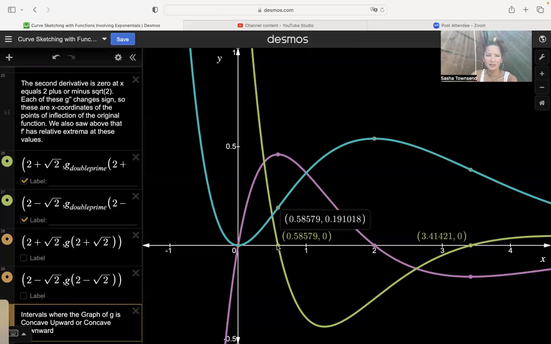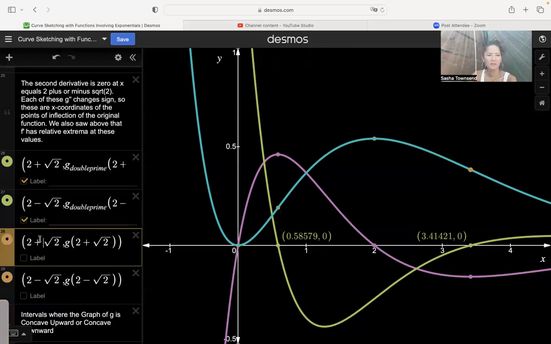And then we also see that the zeros of the green function, that's our second derivative, correspond to the relative extrema of the purple function, which is our first derivative. The first derivative has a max when the green function is 0. So the green function goes from positive to 0 to negative when the purple function goes from increasing to having a 0 slope to decreasing. And that's what we would expect. And the second derivative goes from negative to 0 to positive when the first derivative goes from decreasing to having a 0 slope to increasing. So that's what we would expect as well. So these 2 points on the original graph are points of inflection.